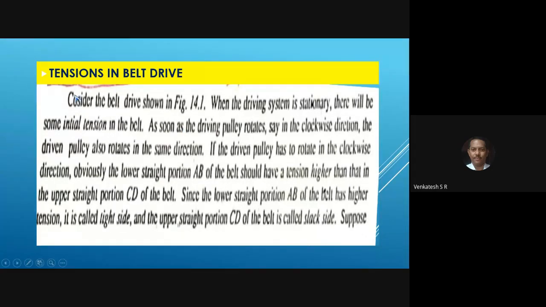Next, you write down tensions in belt drive.